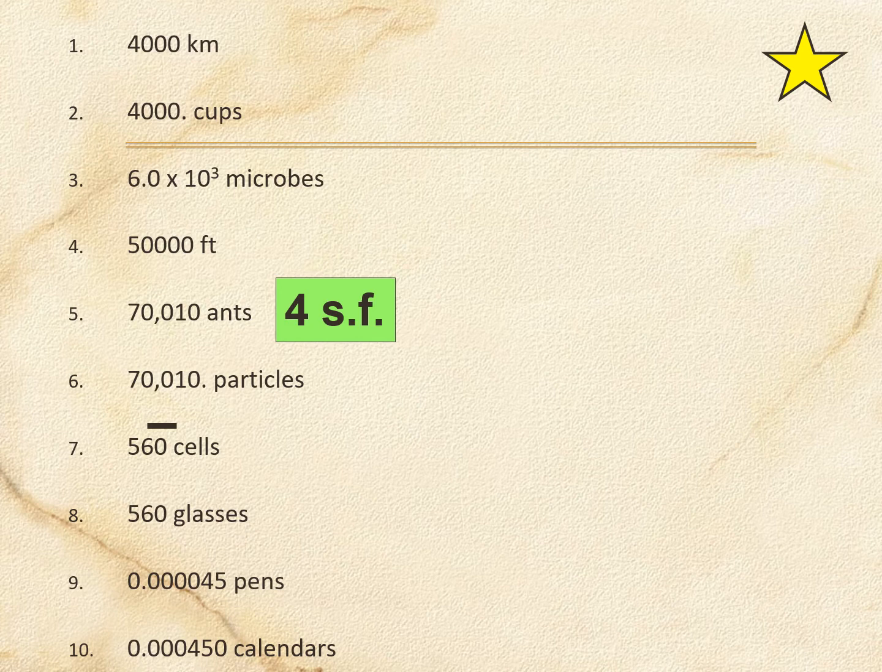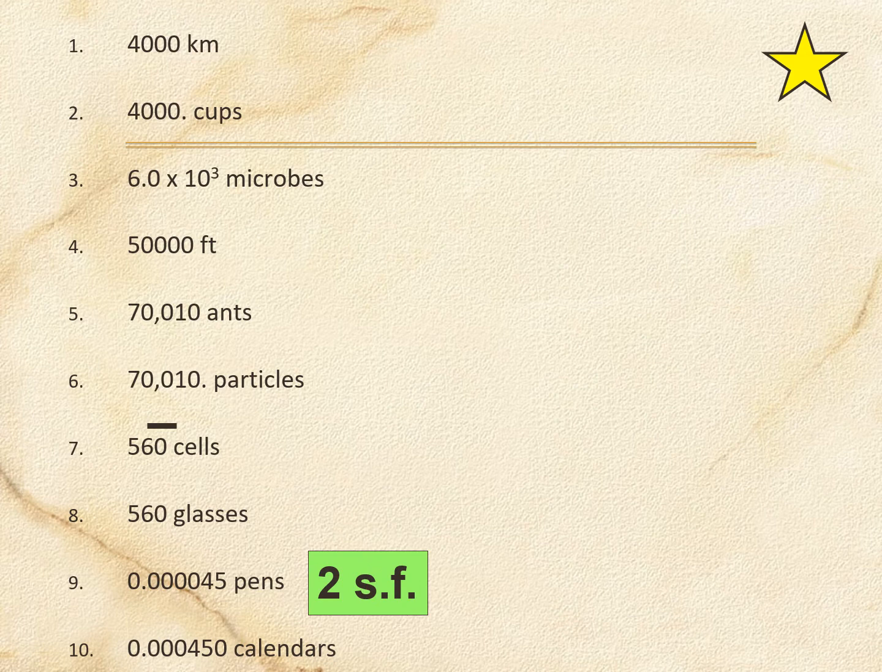Number 6, there is a decimal, so it's 5 sig figs. Number 7, there is a line above the 0, so that's 3 sig figs. Number 8, there's no line or decimal, so it's 2 sig figs. Number 9, there are no zeros after the 5, so it's only 2 sig figs. And number 10, adding a 0 to the 5 changes it to 3 sig figs.